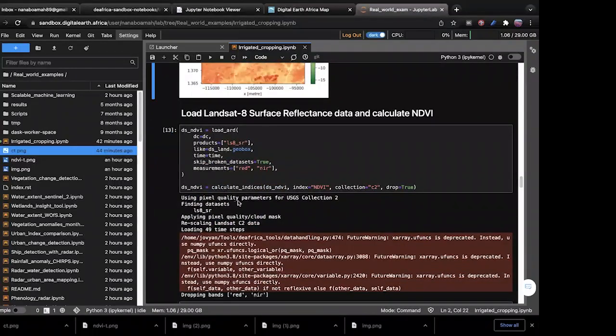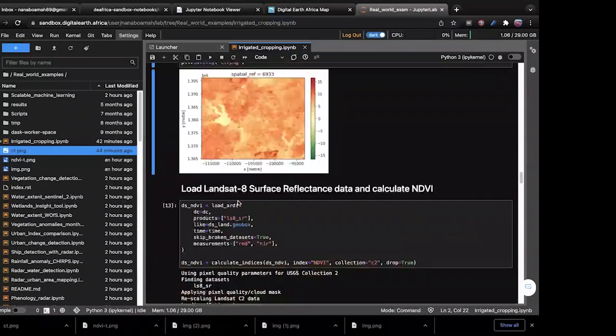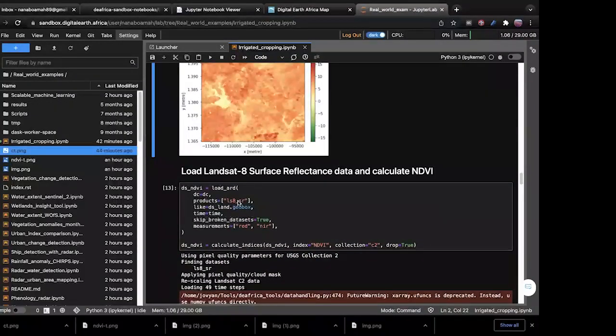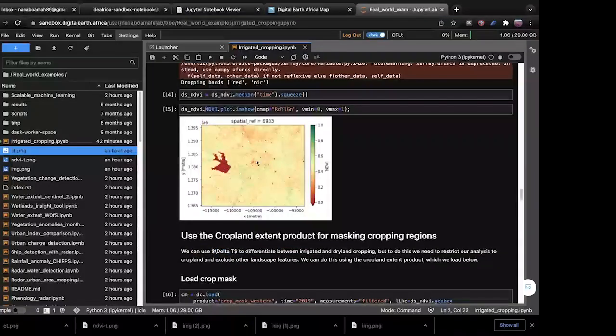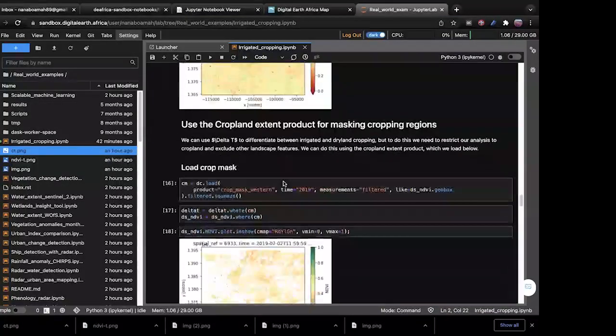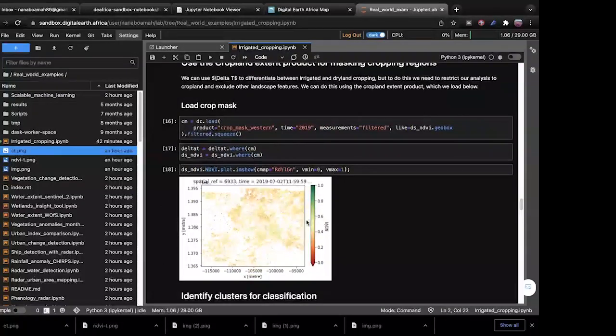Then the next thing is to load the surface reflectance. For the surface reflectance, the main reason why we are loading it is to actually calculate the NDVI for that particular area you are working with. So as you can see, we calculate the NDVI. Then we use the crop mask to mask out only the cropland areas within those areas.